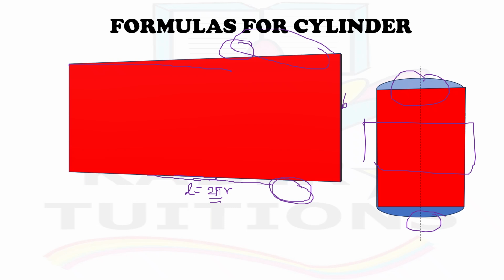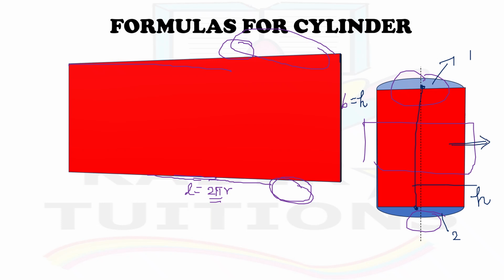And for a cylinder, what is this part? From the top end to the bottom end, we can say this is the height of the cylinder. So over here also, this breadth is equivalent to height. Hope you can understand. So we are dividing the cylinder into three parts. One is the top end and the other is the bottom end. Both are circles.